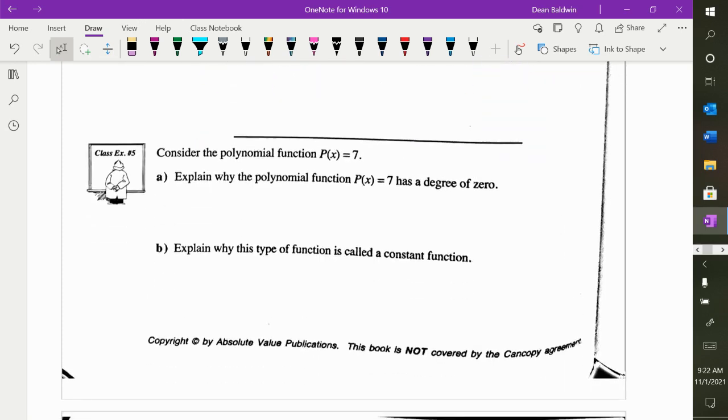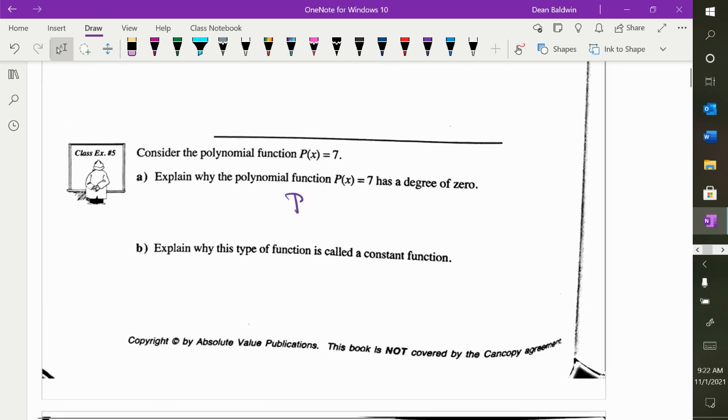Here's our polynomial function. P of x is equal to 0. Explain why the polynomial function has a degree of 0. Or P of x is equal to 7. Why does it have a degree of 0? There is an exponent, but nobody ever writes it, because x to the 0 is 1. So it's because of that. That's why it has a degree of 0.